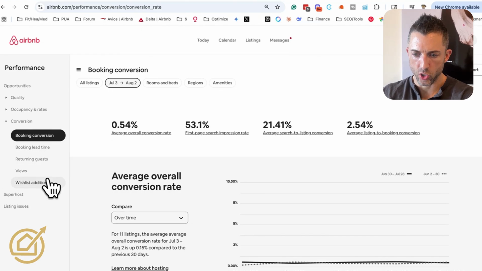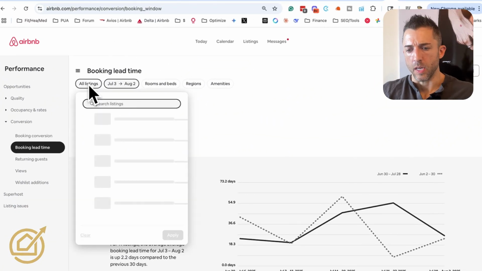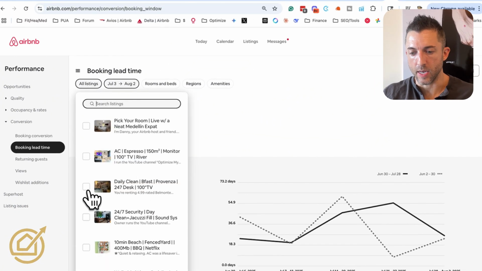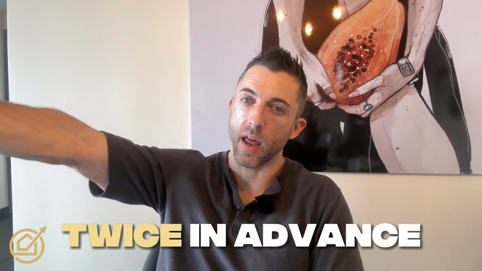Now go over to conversion and then let's start with the booking lead time, okay? If someone tells me, which happens often, my booking lead time is 60 days and my market is 30, why would that be? Why do we not want that? Why would a guest book an Airbnb twice as far in advance when all the supply, all the Airbnbs, are still available? It's not exactly about pricing, it's about the value.